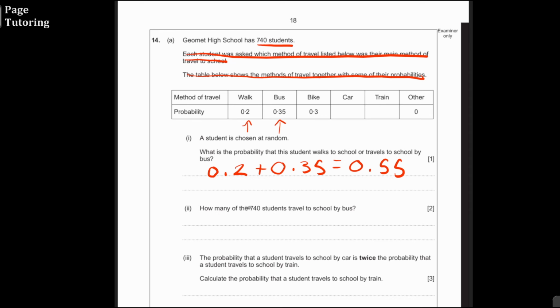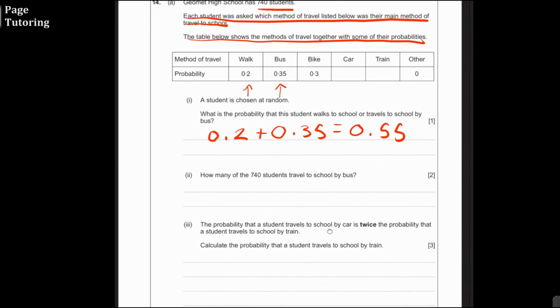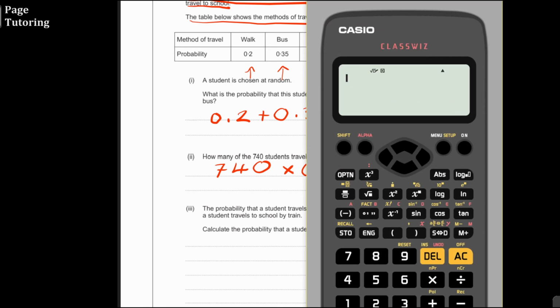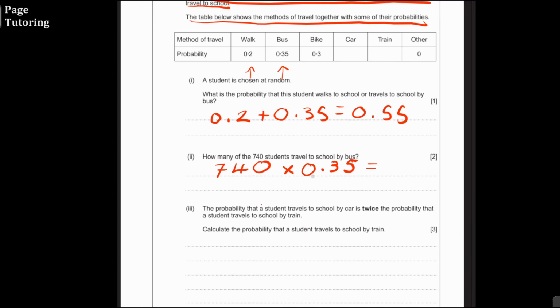Part II. How many of the 740 students travel to school by bus? Okay, so we've got a probability that's in its decimal form. We know how many students there are. So now what we need to do is just multiply them two numbers together. 740 times our probability of the bus, 0.35. So I can't do that in my head, so I'm getting the calculator. 740 times 0.35. So it's 259 students.